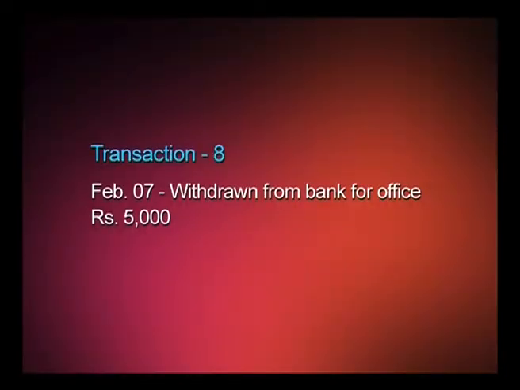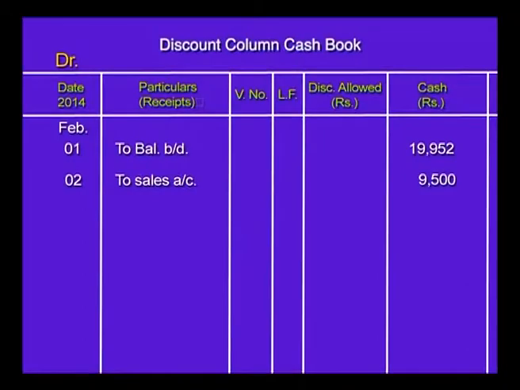February 7, the transaction is withdrawn from bank for office, rupees 5,000. Now, you are withdrawing from bank, that means for business it is a receipt. Bank will give you money and money will come to office. So, that is a cash receipt for business, so it shall be on the receipt side. Come to your receipt side, see there 7th of February is mentioned, the third transaction, to bank account, because money has been received from bank, and then the amount of 5,000 is mentioned in the amount column.